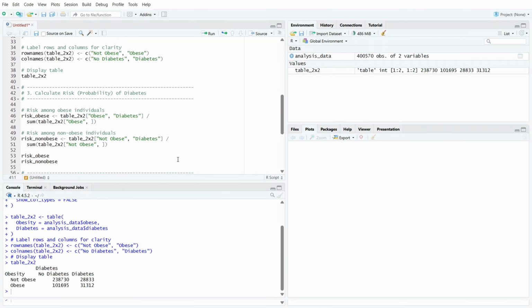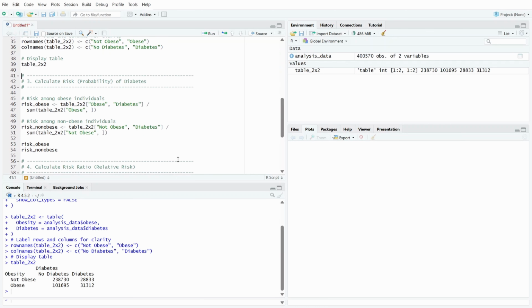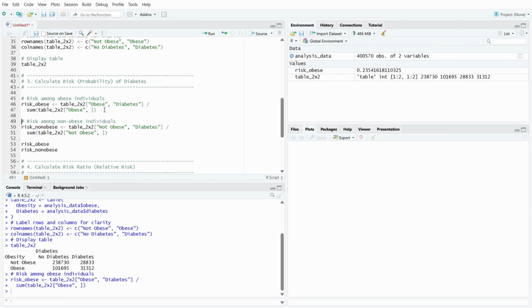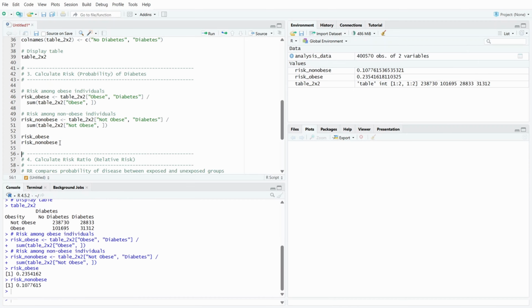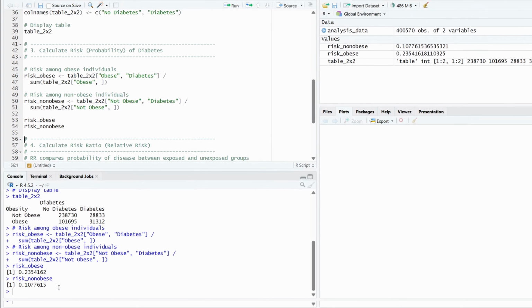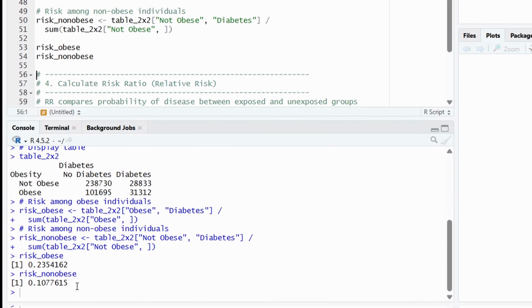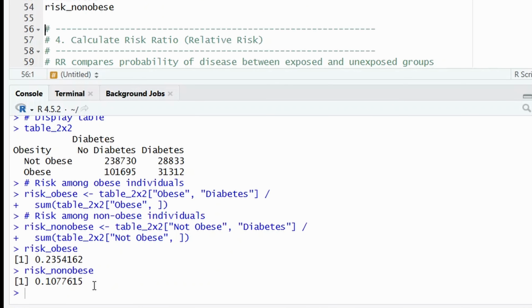We then calculate risk, which simply means what proportion of people in each group have diabetes. For obese individuals, risk equals number with diabetes divided by total obese individuals. For non-obese individuals, risk equals number with diabetes divided by total non-obese individuals. This tells us how common diabetes is in each group. Risk is intuitive and easy to interpret, which makes it very useful in public health communication.